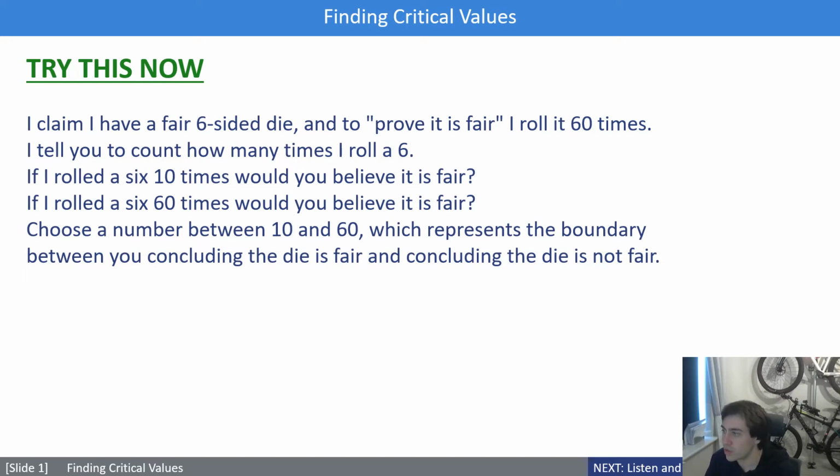So I will give kind of an answer to this on the next slide. But before I do, pause. First of all, make sure you understand what the question is asking you. And then second, see if you can think of a number that you think would be reasonable. And then we'll see if you're right. Pause the video now and have a think. Okay, let's take a look.